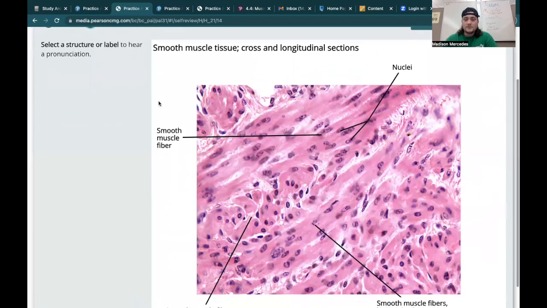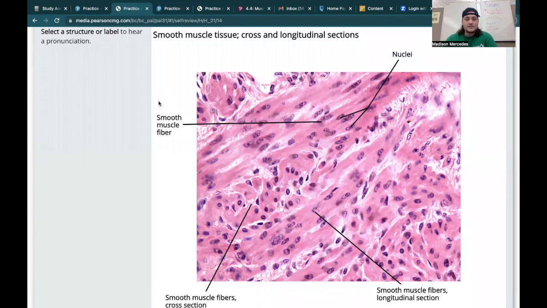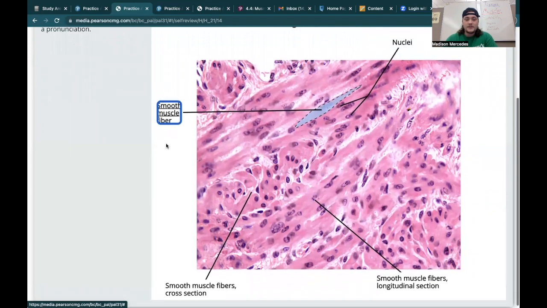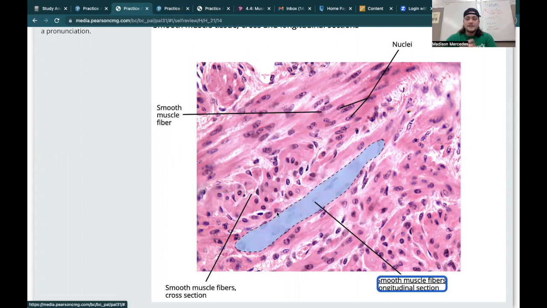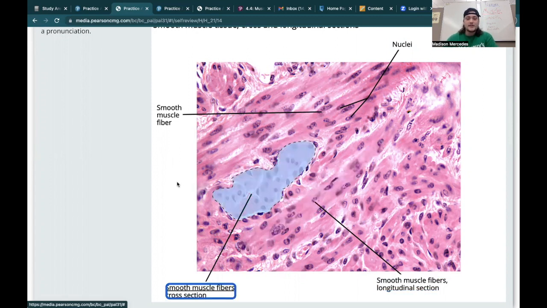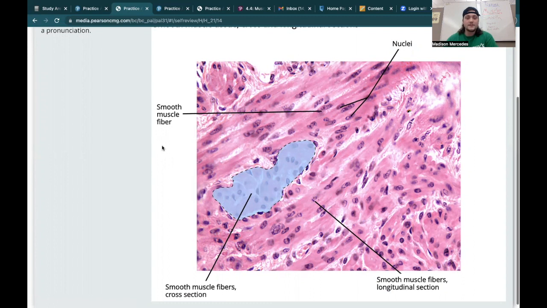Here's a more up-close view of the individual nuclei in each smooth muscle fiber. And the smooth muscle fibers can be orientated in the same plane, or they can be in different sections, as you see between these two. And that is so we can create that pressure release of the contracting and relaxing to move things along.